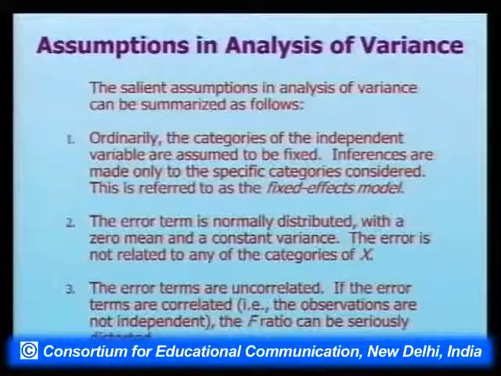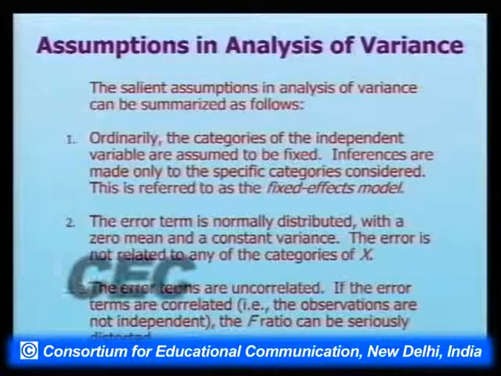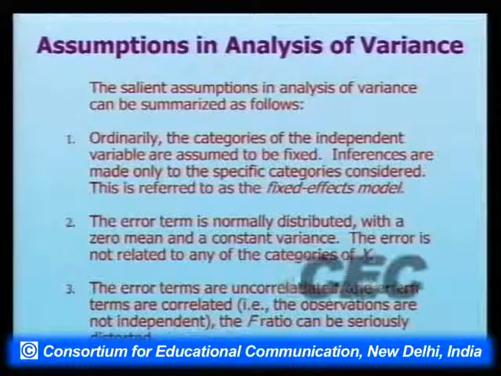And these are the group means, which give us an indication that a high level of promotion results in high sales, and a low level of promotion results in low sales. What are the various assumptions? The assumptions are that the categories are independent and the variables are fixed. This is called fixed effects. The error term is normally distributed. The error terms are uncorrelated.